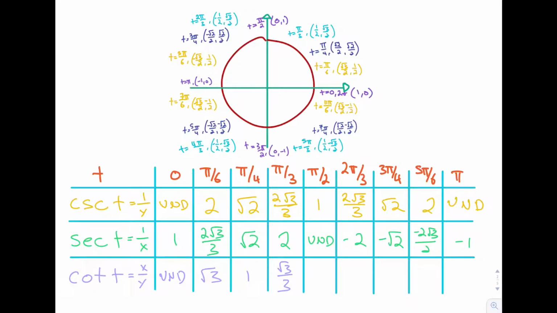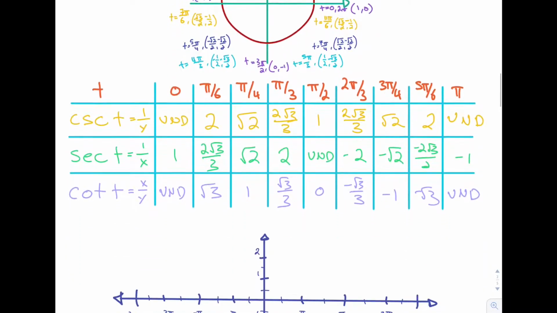As we approach pi over 2, cotangent of pi over 2, that's x over y, 0 over 1, so that gives us 0. And now, just like we had with tangent, once we move to the left half of the unit circle, the sign's going to flip. So now we'll have all these same values, just negative. So I have negative root 3 over 3, negative 1, negative root 3, and then as we approach pi, we'll go undefined. Okay, so we have all of these coordinate pairs. Now let's graph them.